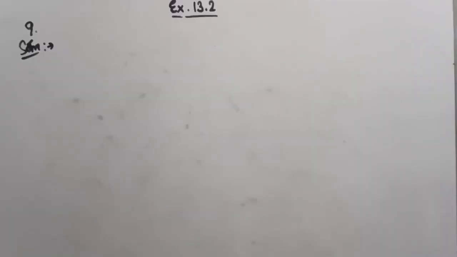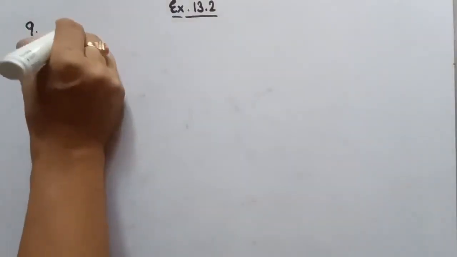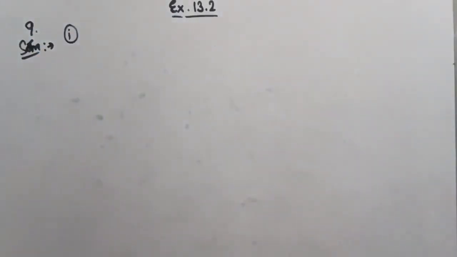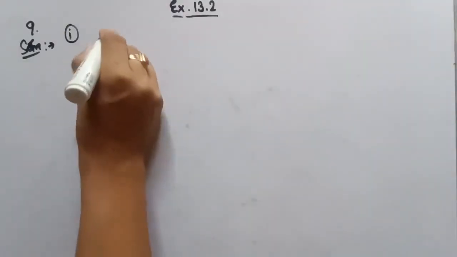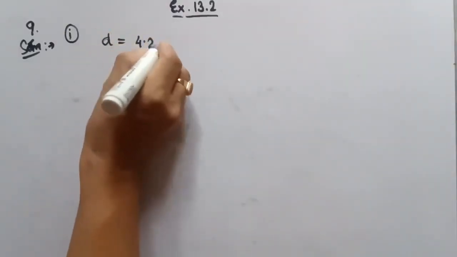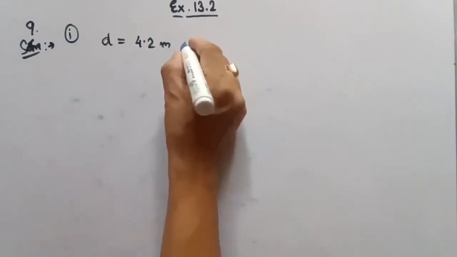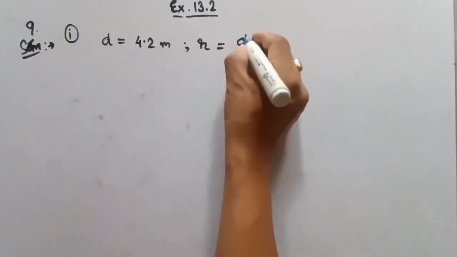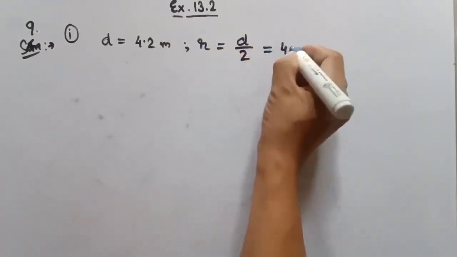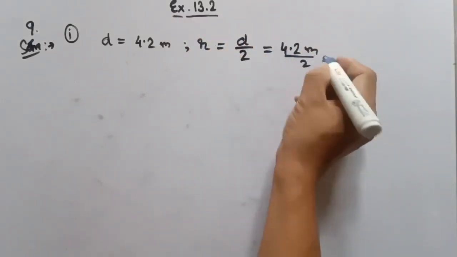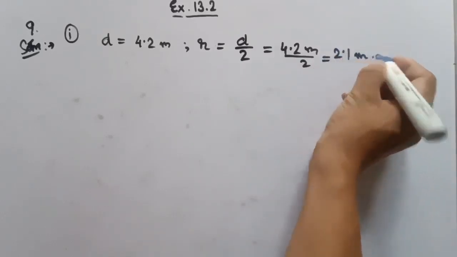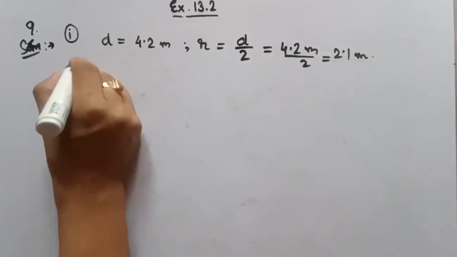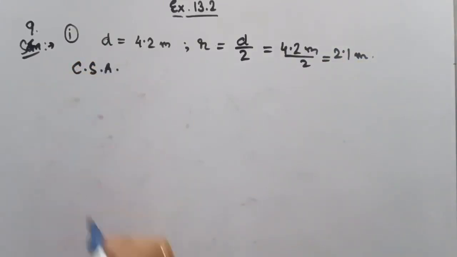Exercise 13.2, question number 9, solution. First, let us find the curved surface area. So the given information is the diameter of the petrol storage tank is 4.2 meter. Therefore, r is equal to d by 2, that is half of diameter, equal to 4.2 meter by 2 equal to 2.1 meter.